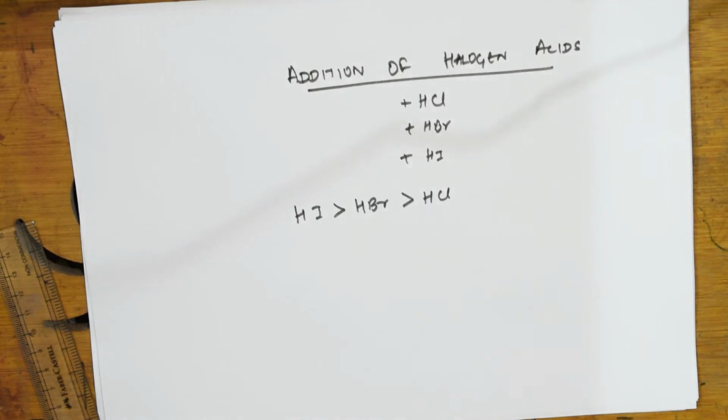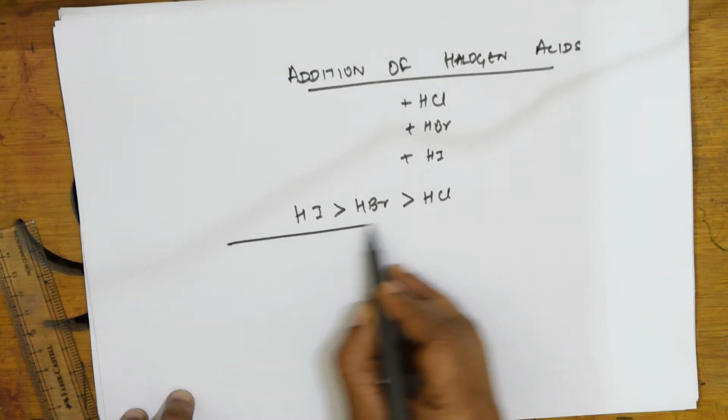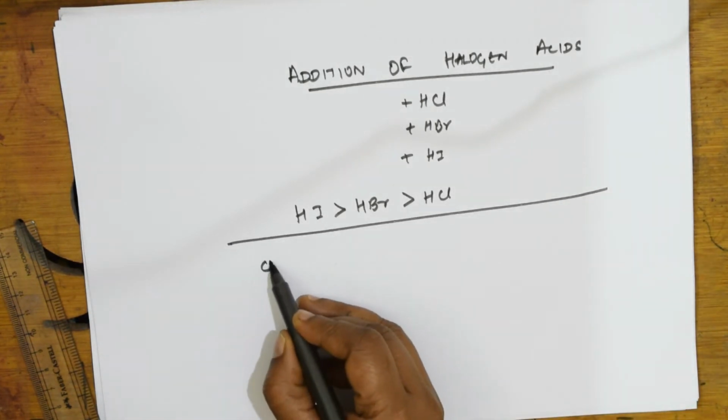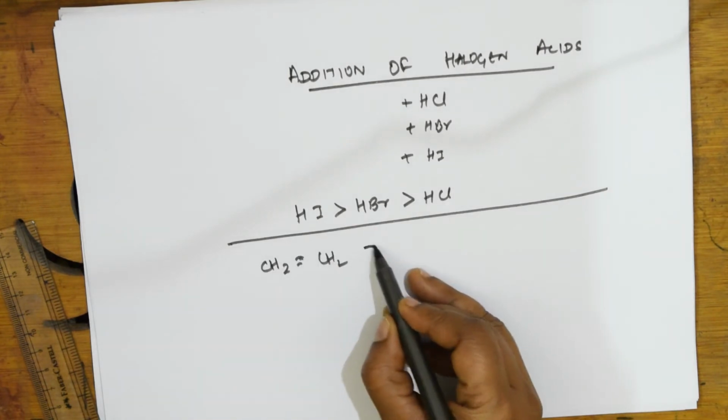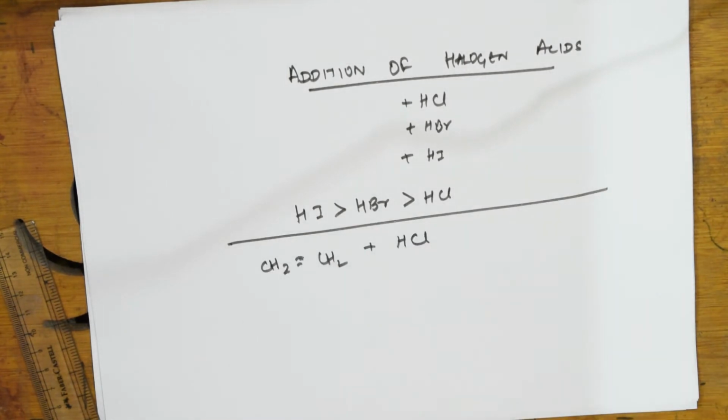Right. So here, whenever I take the example, now I have to show you the example. How are they going to add around an alkene? Correct? So suppose I take a symmetrical alkene, let me take one example. Now I'm going to take a symmetrical alkene, CH2 double bond CH2. Now I'm going to add HCl.